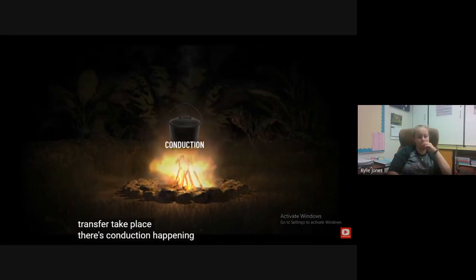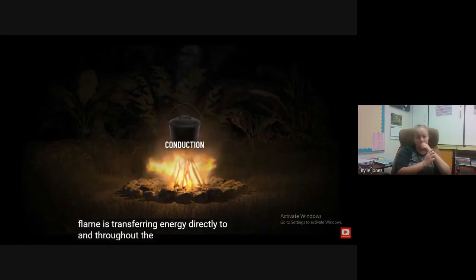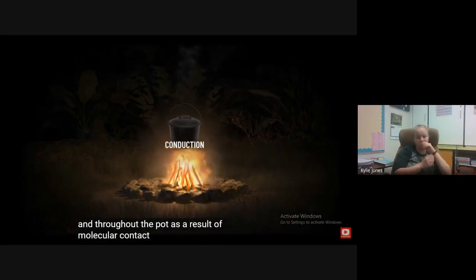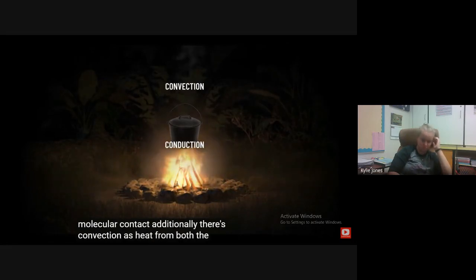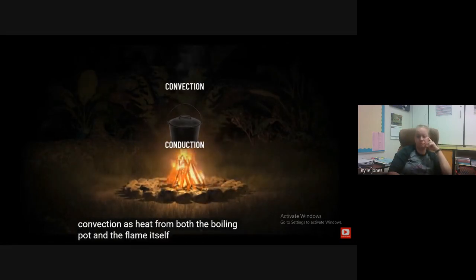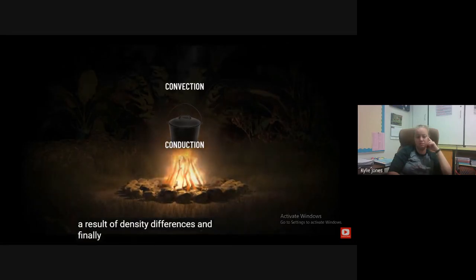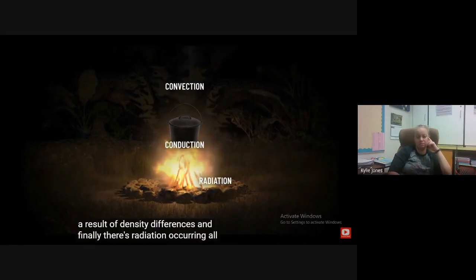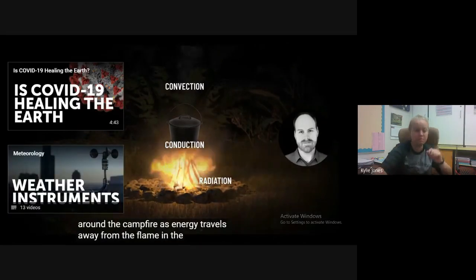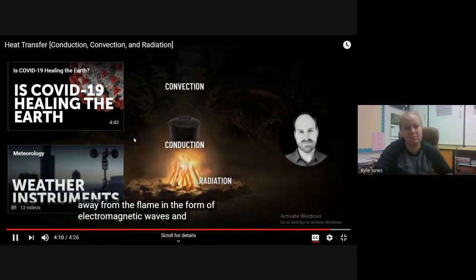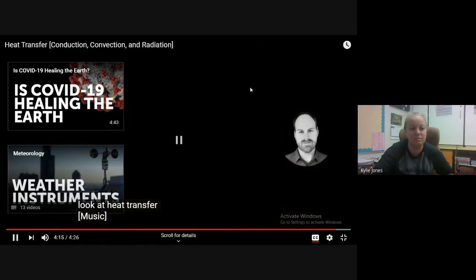There's conduction happening as the flame is transferring energy directly to and throughout the pot as a result of molecular contact. Additionally, there's convection as heat from both the boiling pot and the flame itself is rising up as a result of density differences. And finally, there's radiation occurring all around the campfire as energy travels away from the flame in the form of electromagnetic waves. And that's a quick look at heat transfer.